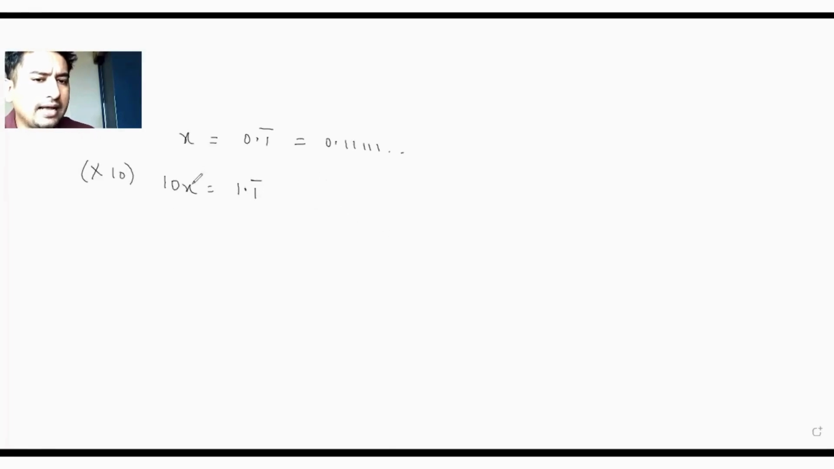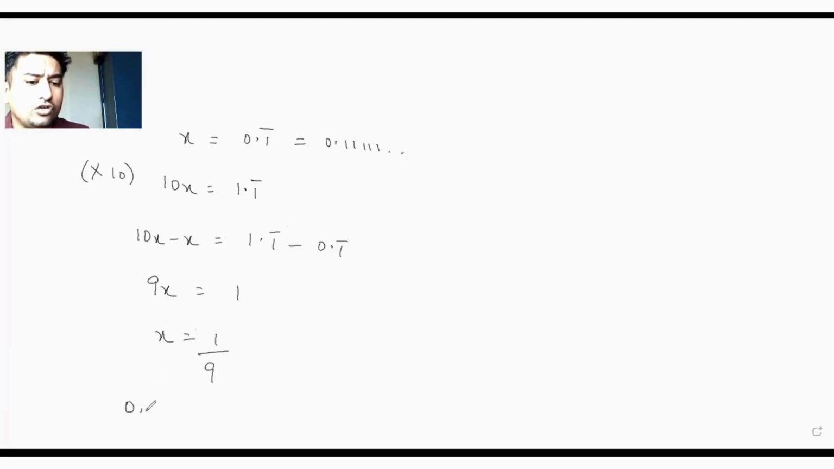Now I will subtract the first equation from the second. So what do I get? 10x minus x should be equal to 1.1 bar minus 0.1 bar, subtracting the first equation from the second. This side, what do I get? 9x. This side, 1.1 bar minus 0.1 bar will simply be 1. So what is x equal to? x is equal to 1 by 9.